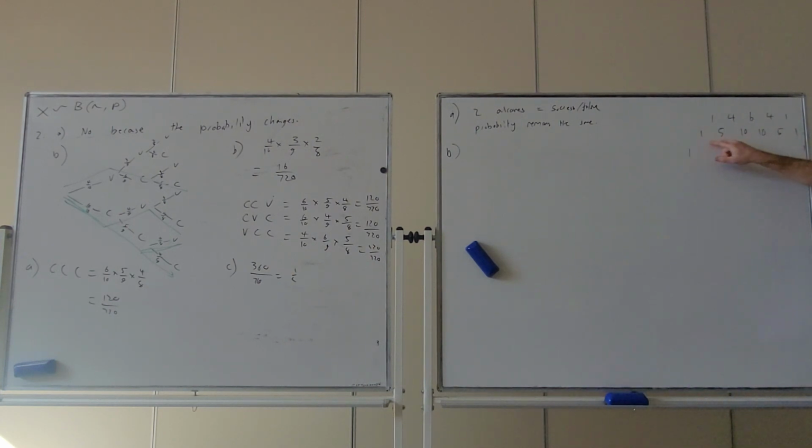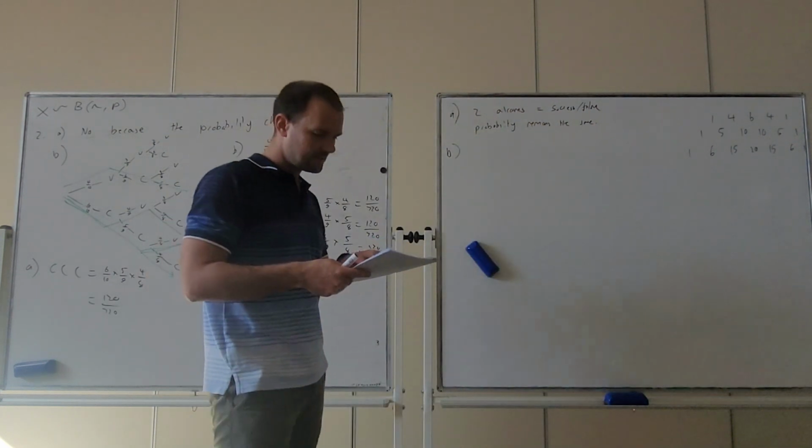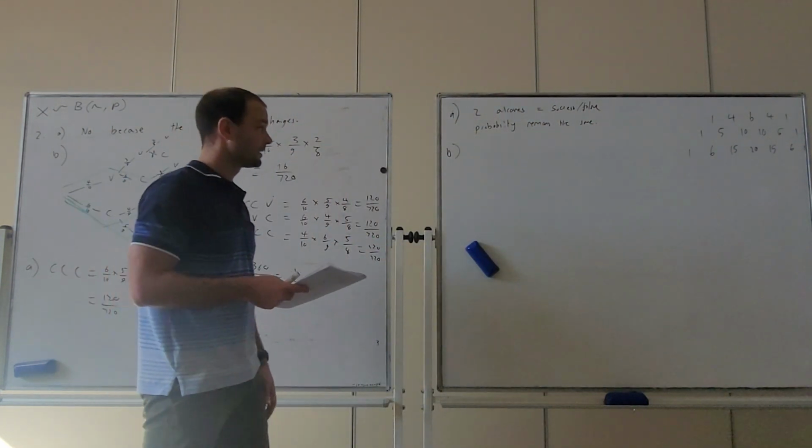And then we go, okay, 1 plus 5, 6, 5 plus 10, 15, 10 plus 10, 20, 10 plus 5, 15, 5 plus 1, 6. Everyone okay with that? Okay, now we're going to use that, and hopefully you can see the relationship there between those numbers and the expansion.